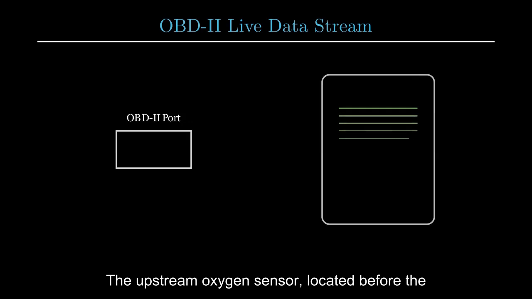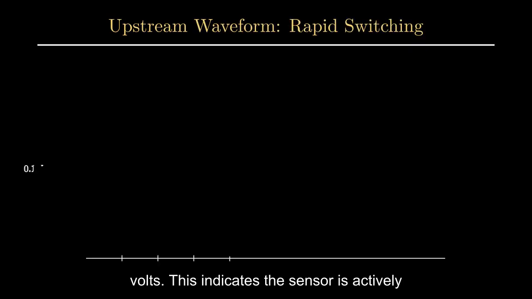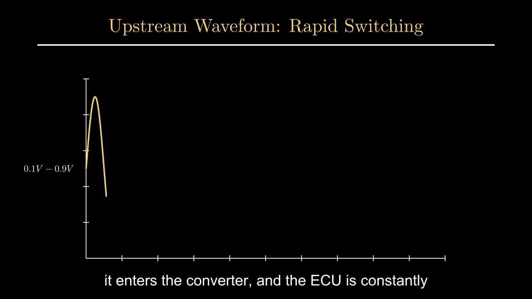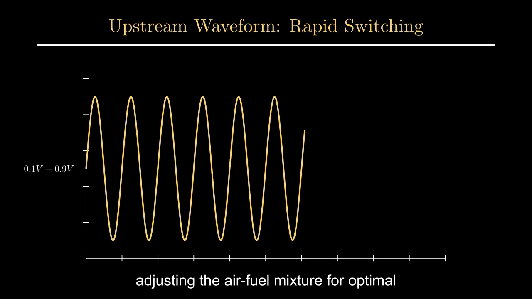The upstream oxygen sensor, located before the converter, should show a rapid, fluctuating waveform, typically cycling between 0.1 and 0.9 volts. This indicates the sensor is actively monitoring the oxygen content in the exhaust before it enters the converter, and the ECU is constantly adjusting the air-fuel mixture for optimal combustion.